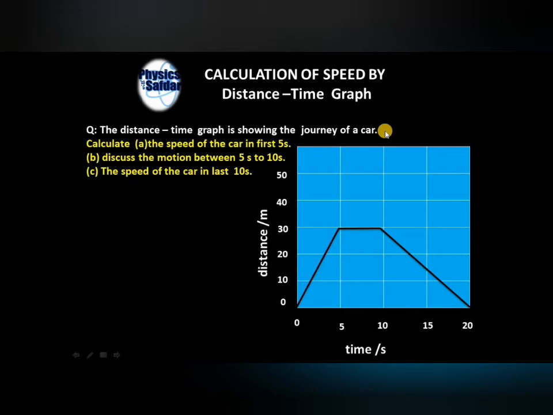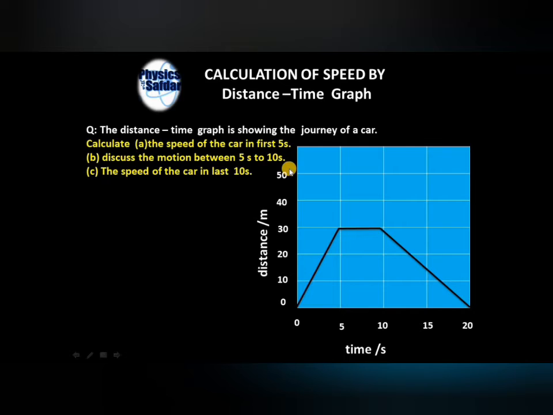Another important question which helps you to understand the calculation from a distance time graph. The question is, the distance time graph is showing the journey of a car. You need to calculate the speed of the car in the first 5 seconds. Part B, discuss the motion between 5 to 10 seconds. In part C, you will calculate the speed of the car in the last 10 seconds.